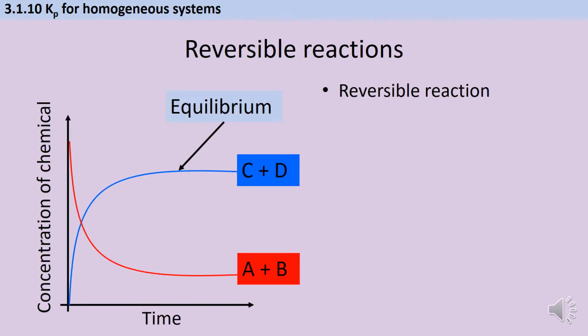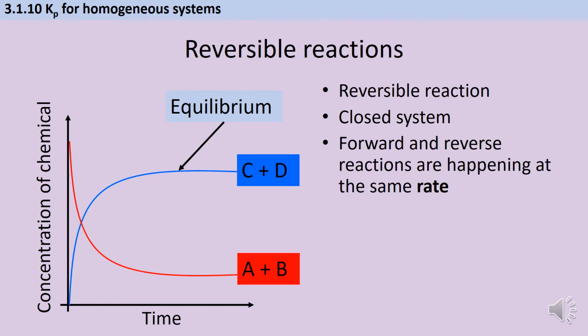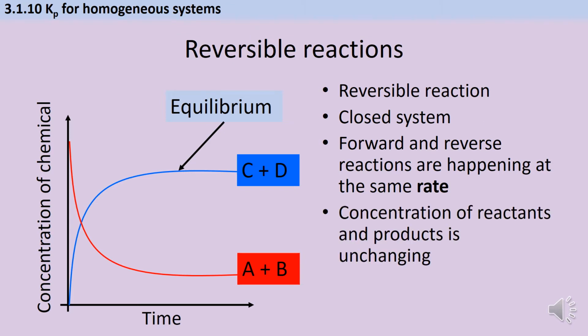When a reversible reaction takes place in a closed system, meaning that no energy and no matter can be added in or taken away, then eventually the system will reach a point called equilibrium. At equilibrium, the forward and the reverse reactions are both still happening, and they're happening at the same rate. So although reactants are still turning into products, that's happening at the same rate that products are turning back into reactants. And that means that overall, the concentration of the reactants and the products is unchanging.